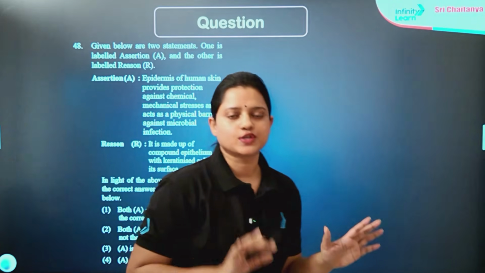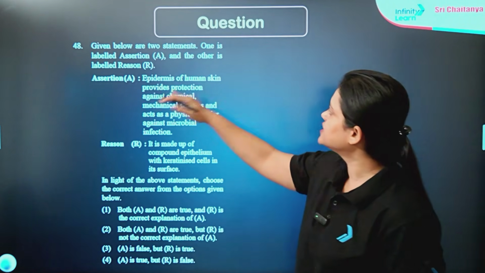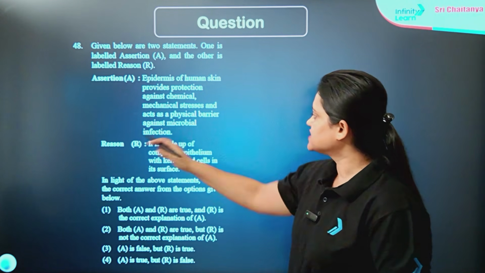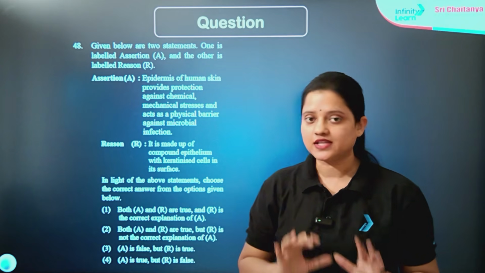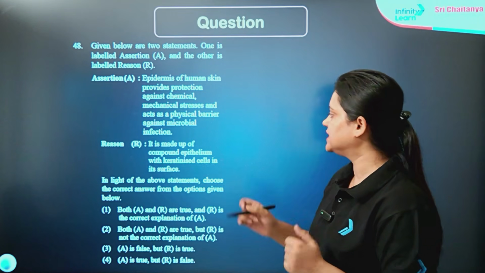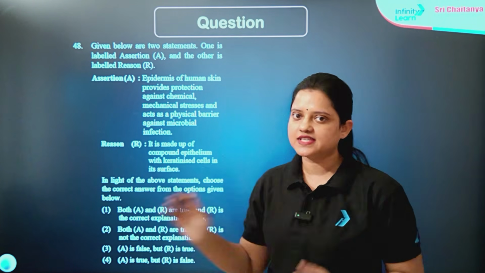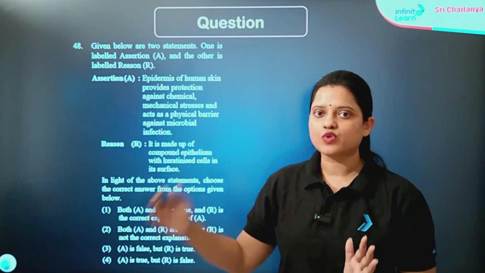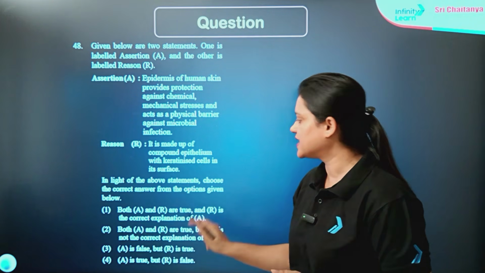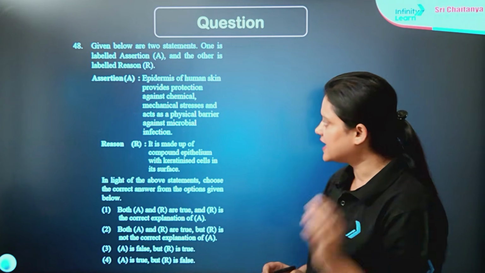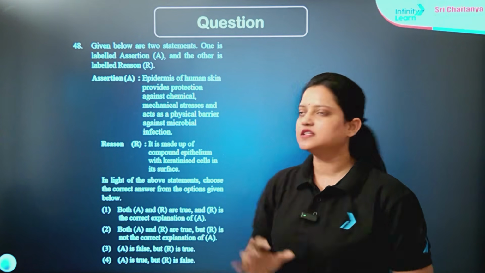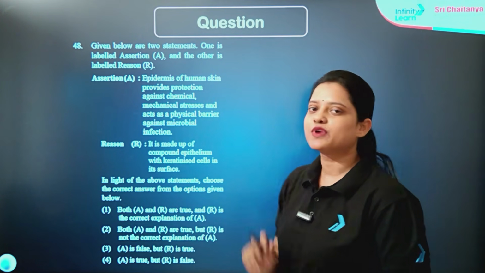It is an assertion and reason question. Assertion says epidermis of human skin provides protection against chemicals, mechanical stresses and acts as physical barrier against microbial infection. That's true. Now reason says it is made up of compound epithelium. Yes, it is compound epithelium with keratinized cells in its surface. Yes, it is keratinized stratified squamous epithelium, right? So both are true. Assertion is true, reason is true, and reason is the correct explanation of assertion because this keratin will help in protection from chemical mechanical stresses and act as a physical barrier. So correct answer for this question will be 1.